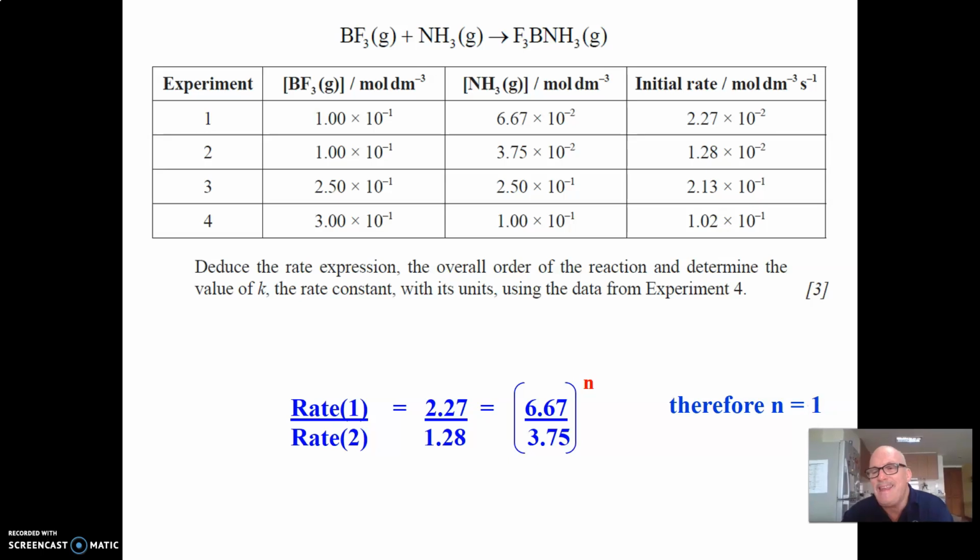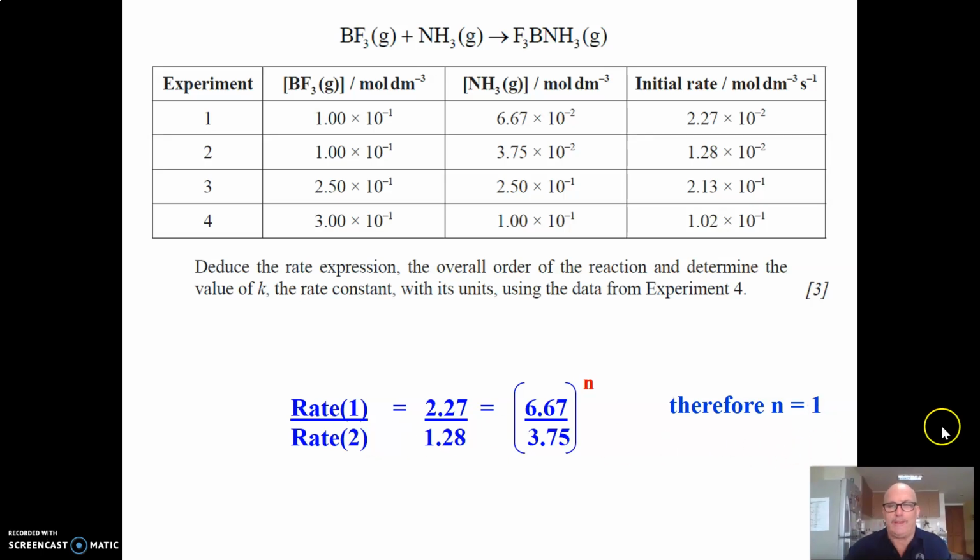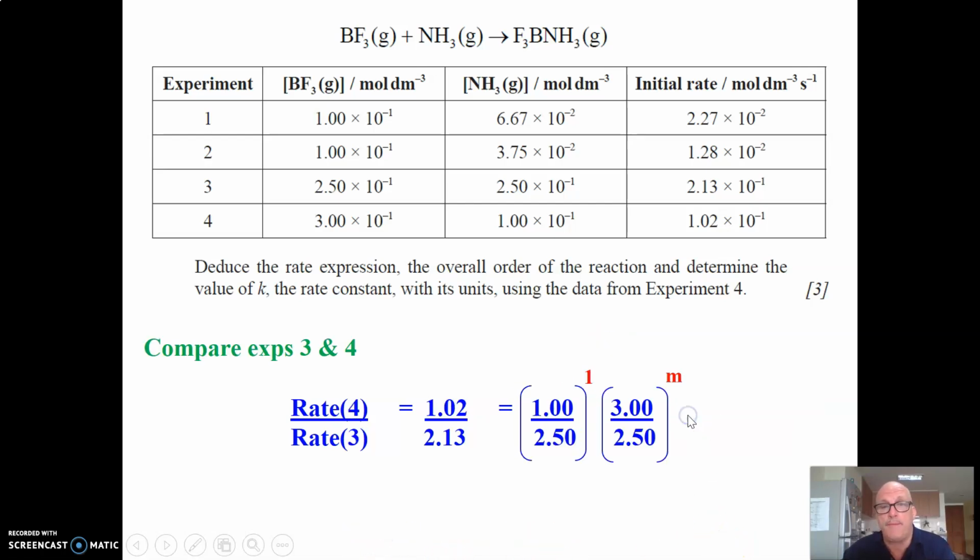Now, you didn't really need to go through all that to get that value for 1. That wasn't too difficult to get the value of first order for the ammonia. But now you can use that in the next rate ratio calculation. So the order with respect to ammonia is 1.